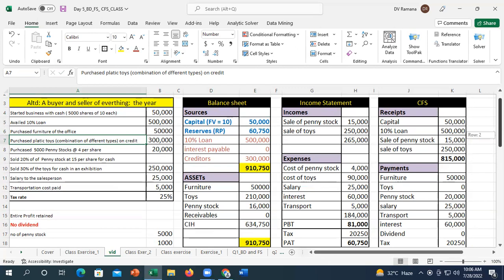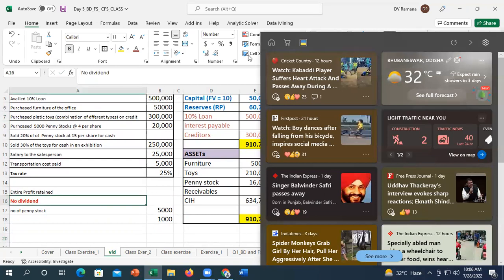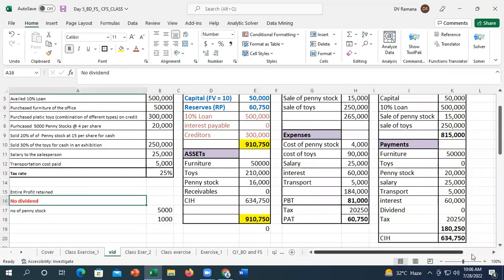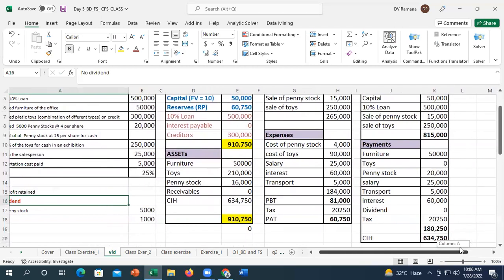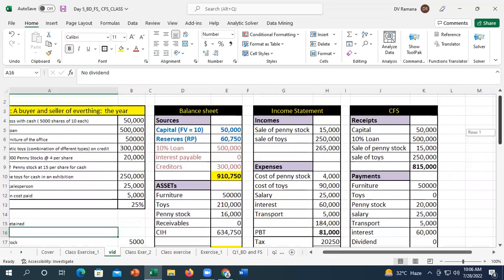So this is the first part of the exercise. We found cash in hand. Cash in hand is equal to 634,750. But the accounting equation also very clearly shows that at any point of time, the assets will be equal to E plus L.